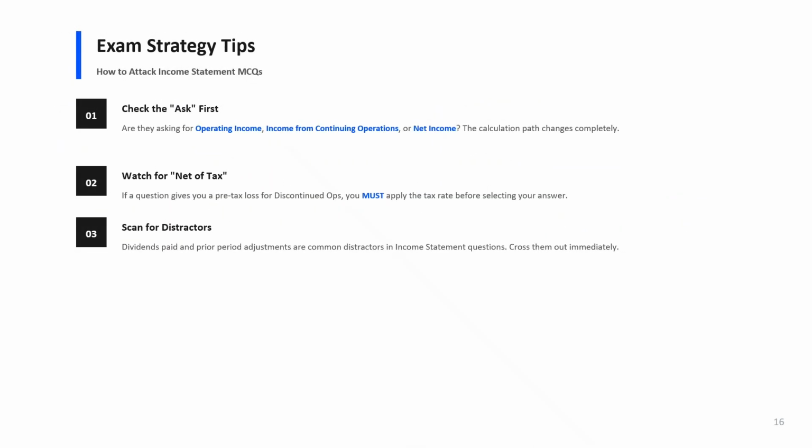Okay, a couple of tips for the exam for the income statement questions. First, make sure what are they asking? Are they asking operating income, income from continuing operations, or net income? Based on it, the calculation is changing completely. Watch for the net of tax rule. So pre-tax loss, discontinued operations, always apply the tax rate. For distractors, they give us some additional information we do not need. So pay attention to them.